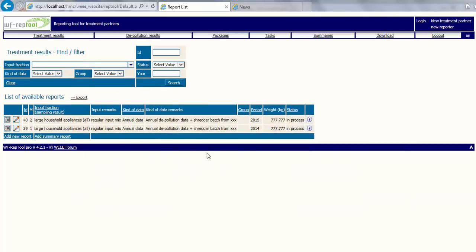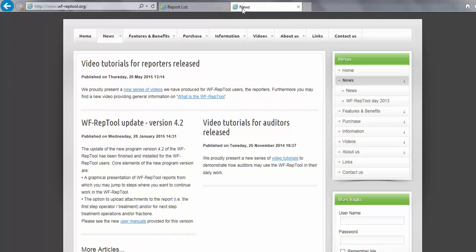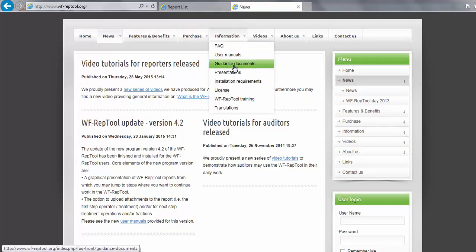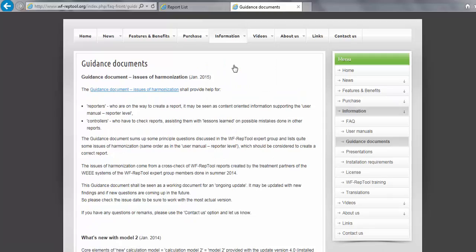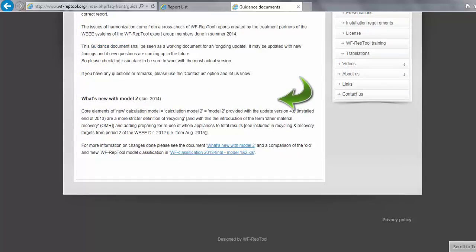For explaining the background on what we have considered to come to our decisions, please have a look at our website under Guidance Documents. What's new with Model 2?